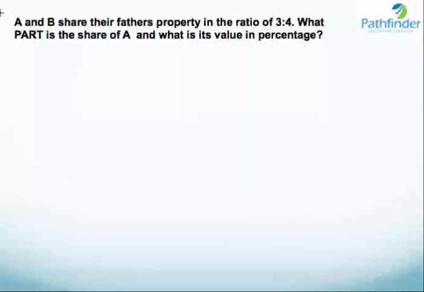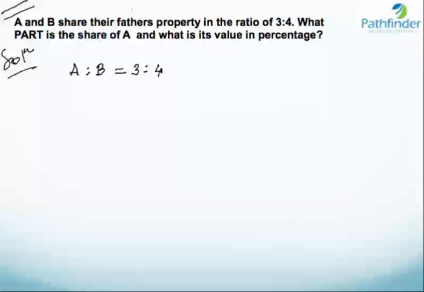So now let us solve a couple of questions based on whatever we have learned so far. So we have the first question. A and B share their father's property in the ratio 3:4. What part is the share of A and what is its value in percentage? So we have A and B, and their share of their father's property is in the ratio 3:4.